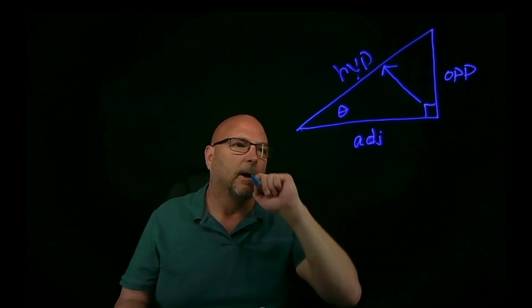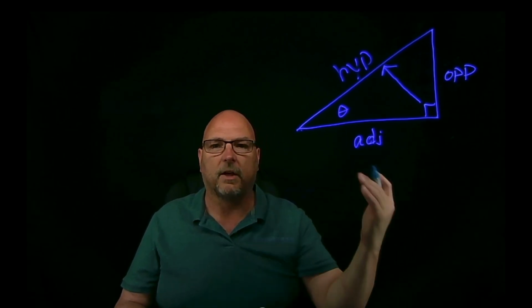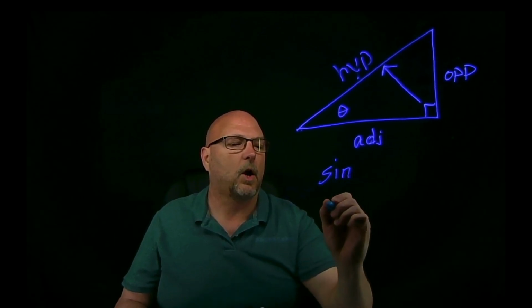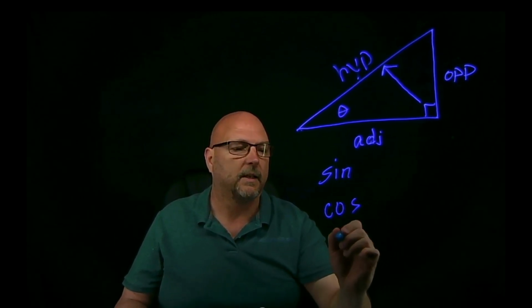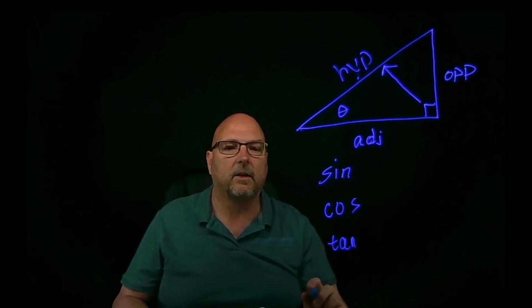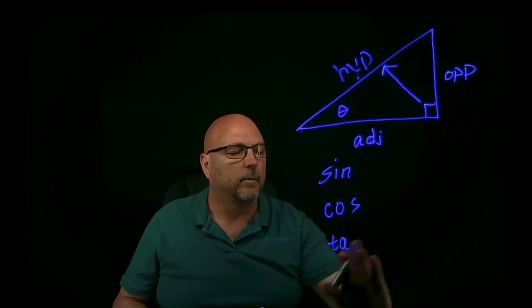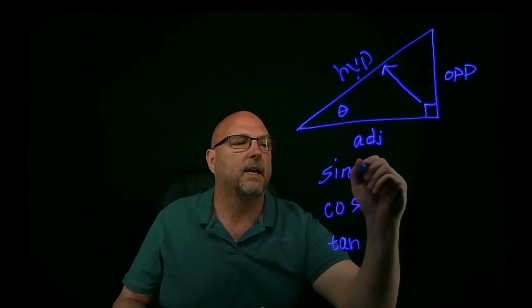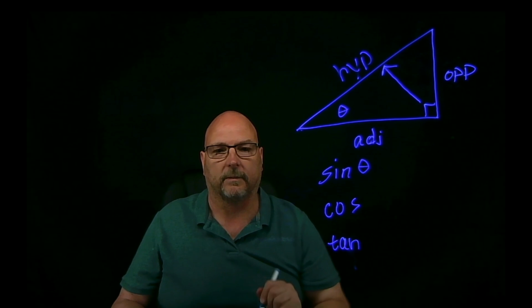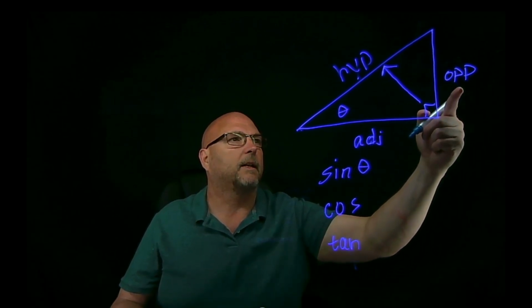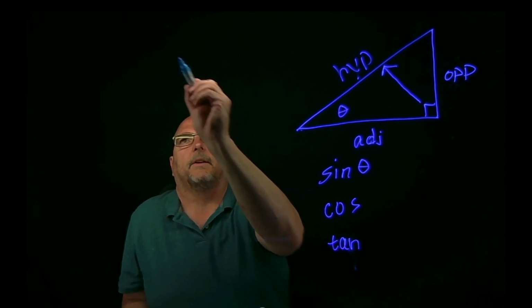So these trigonometric ratios are sine, cosine, and tangent. When you take the sine, cosine, and tangent, you're taking the sine of an angle. And we're going to take the sine of this angle, theta, and we're going to say it's the opposite over the hypotenuse.